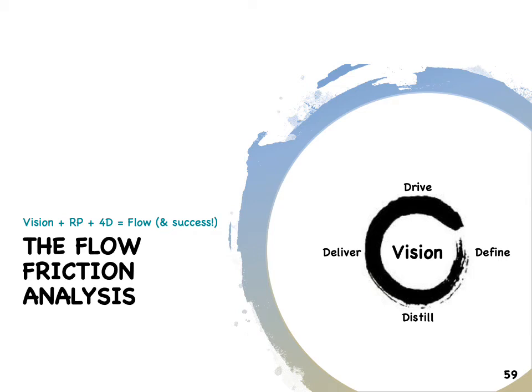The flow friction analysis is something that we can use at the individual level, the team level, product level, or even the organizational level to quickly identify areas that may need extra support and help. And of course, this comes straight from the flow formula. And in the following slides, you're going to see how we actually apply this.